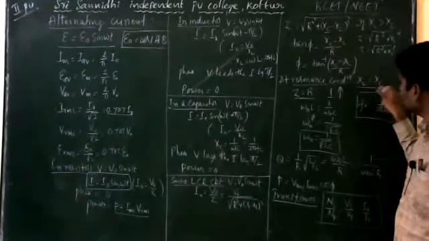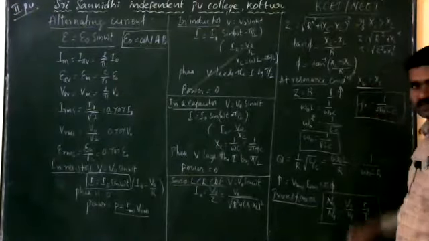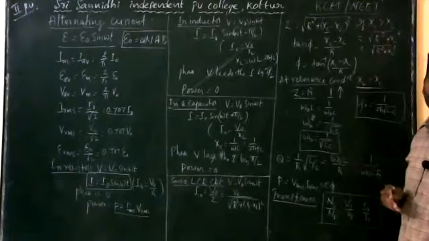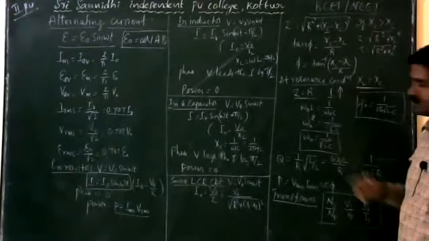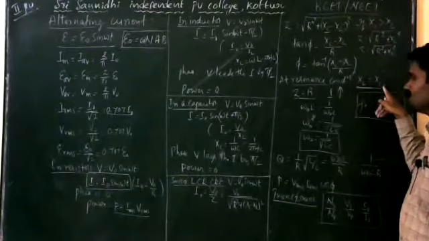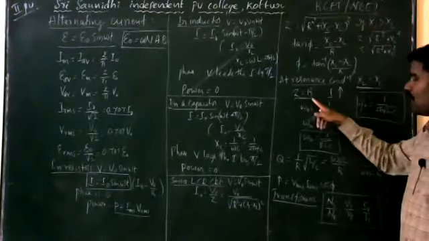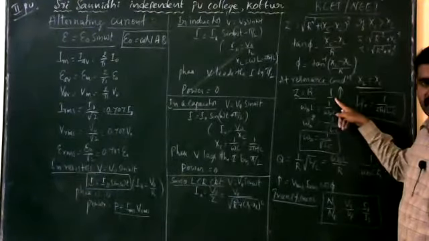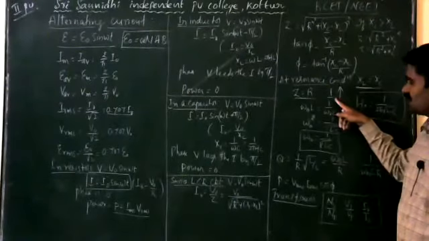At the resonance condition, XC is equal to XL. Resonance means a maximum current will be obtained in that circuit. In that case, if XL is equal to XC, then Z is equal to R. If Z is equal to R, the current obtained in that circuit is maximum. Many questions come on the resonance condition.